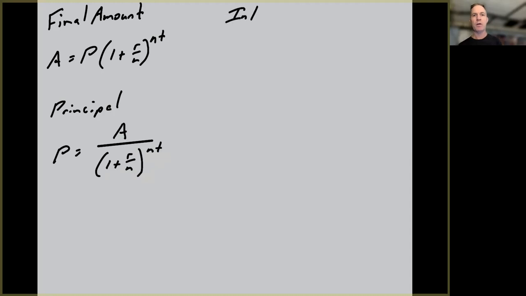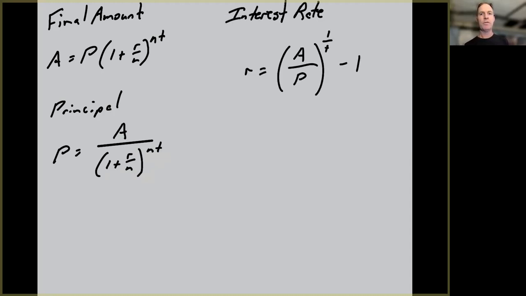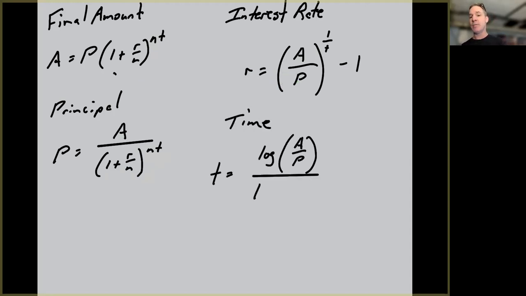If I'm looking for the interest rate, I'm assuming this is annual compounding now to make it a little easier, so I got rid of these n's. If it's annual compounding, which all the DeltaMath problems are, it would be the final amount divided by the initial amount, raised to the 1 over t power, and then subtract 1. So that's if you're solving for the interest rate. Lastly, if you're looking for time, if the problem is asking you for the amount of years, it would be the log of the final amount divided by the initial amount, all of that divided by the log of 1 plus the interest rate.